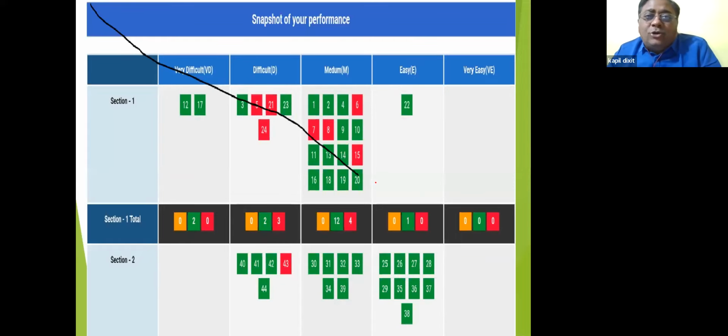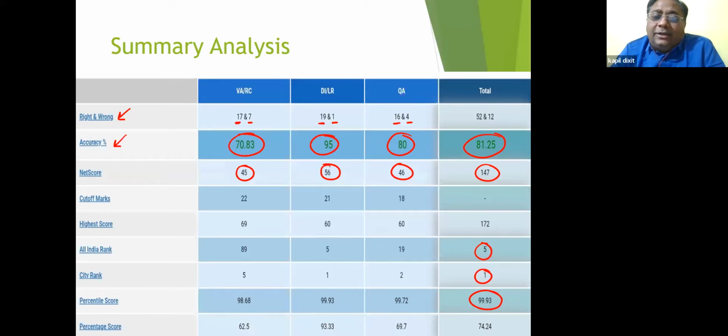Now, this is a snapshot of your performance. That is the second thing that you get. Now see, questions 12 and 17 were very difficult as per time. He attempted both and he got them right. Three questions, 5, 21, 24, were difficult according to time. He got them wrong. Medium difficulty questions 6, 7, 8, 15, he got them wrong. There was only one easy question, that is 22. He got it right.